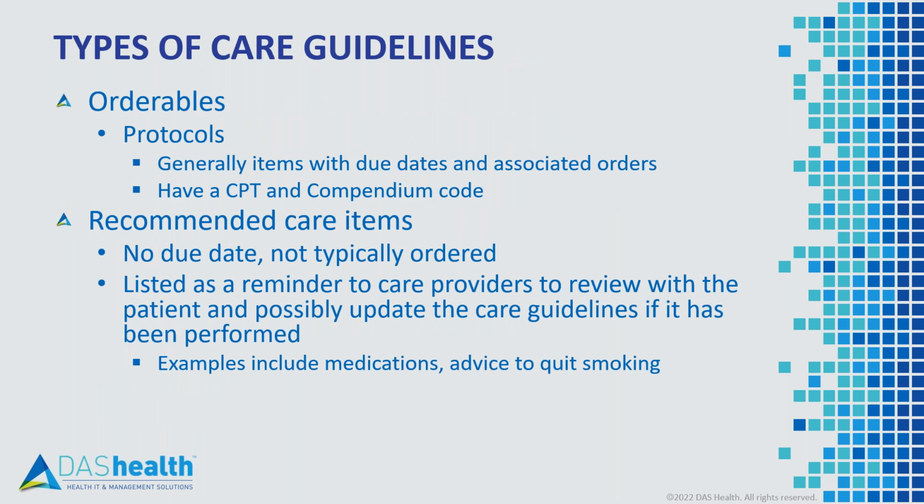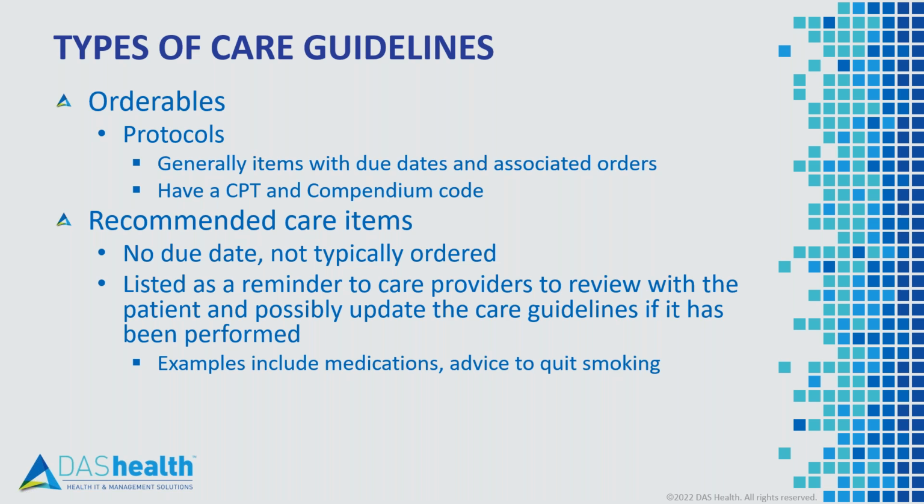So the last piece of fundamental understanding about care guidelines before we really get into the nitty-gritty today is the fact that there's two types of care guidelines, orderables and recommended care items. Orderables are most easily understood as protocols or something with an associated due date or maybe an associated order. They're going to have a CPT and compendium code associated with them.